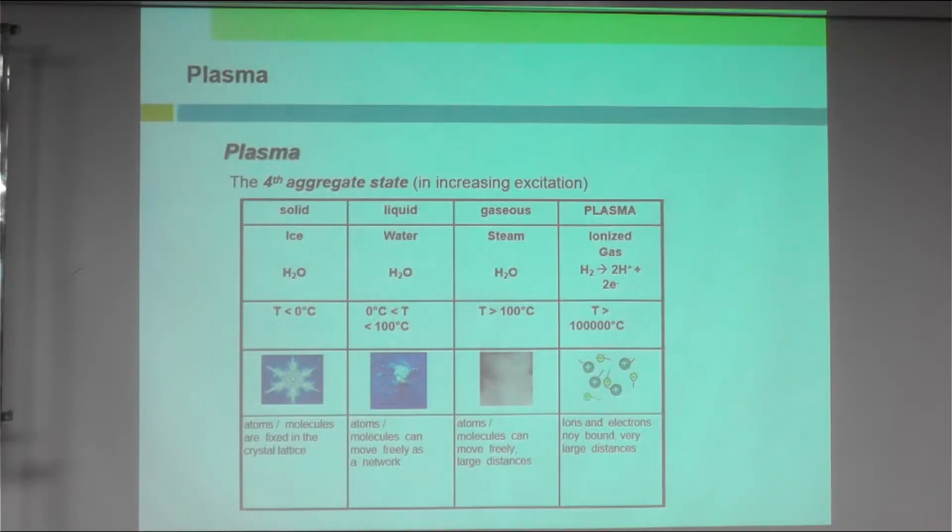Maybe certain people do not agree with the term plasma, but here we can use the terminology as far as it works for us. In the solid state, atoms and molecules are fixed in the crystal lattice. In the liquid state, atoms and molecules can move freely as a network. In the gaseous state, atoms or molecules can move freely over large distances. In the plasma state, ions and electrons are not bound over a very large distance, so they can go anywhere, basically.